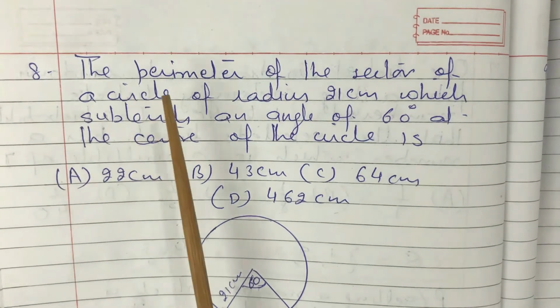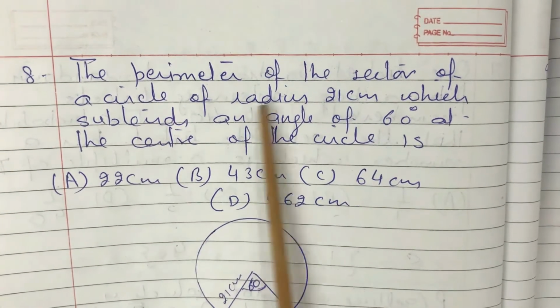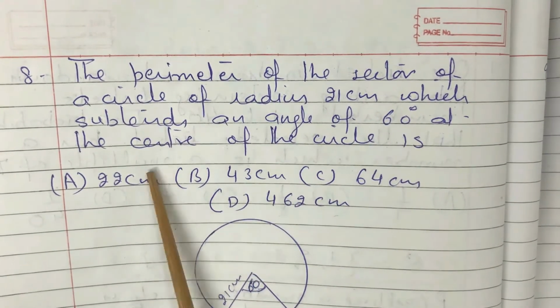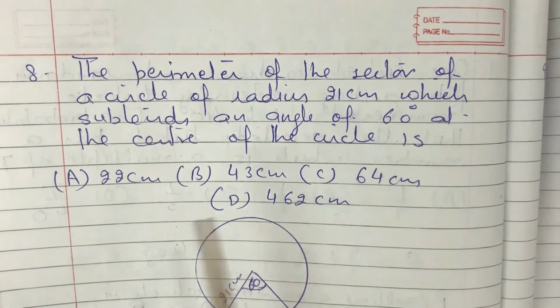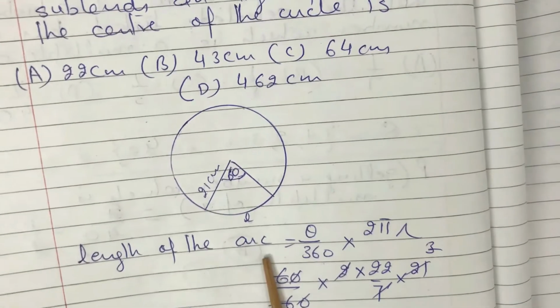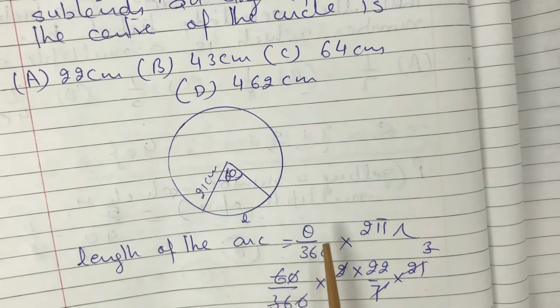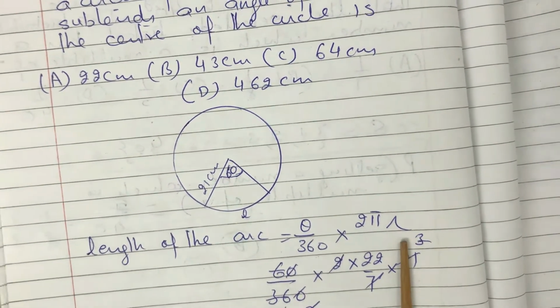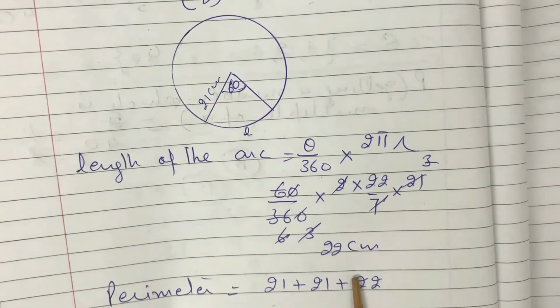Now the 8th question. The perimeter of the sector of a circle of radius 21 cm which subtends an angle of 60 degree at the center of the circle is. There are 4 options. Now we are to find the length of the arc. So the formula is theta by 360 into 2 pi r. We know the value of theta, we know the r, and it will come out to be 22.